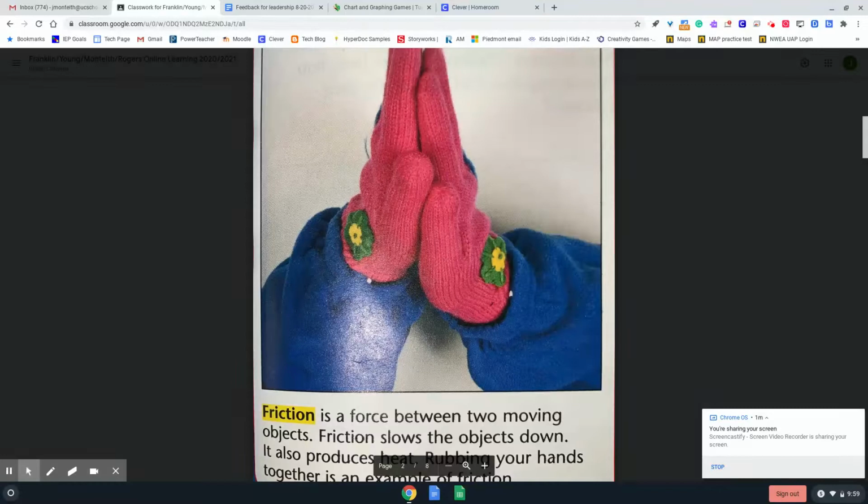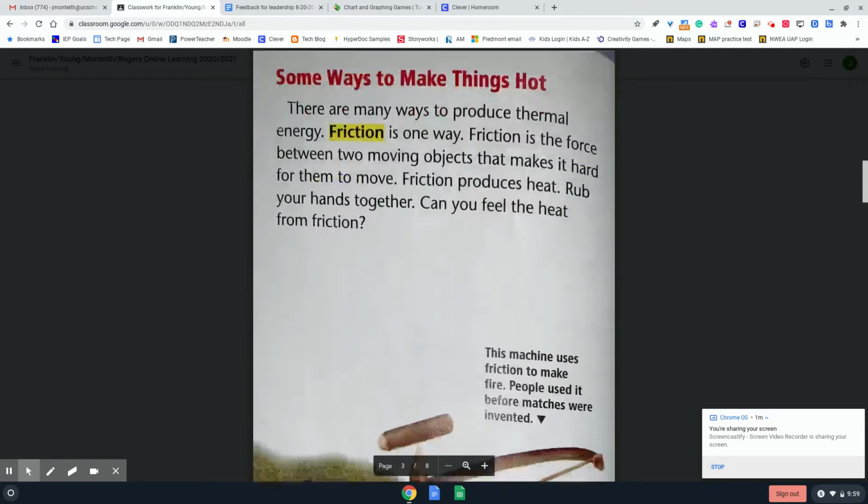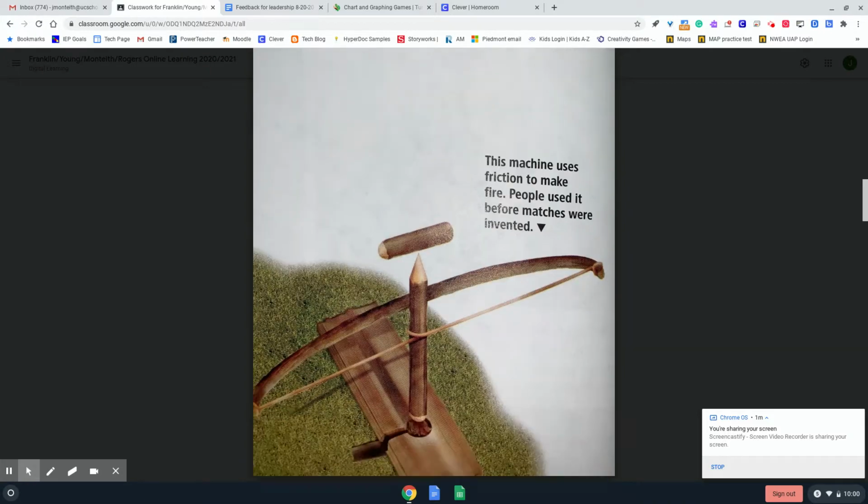That's why if you see somebody standing out in the cold, waiting on the bus, you'll see them rubbing their hands together because they're trying to warm themselves up. There are many ways to produce thermal energy. Friction is one way. Friction is the force between two moving objects that makes it hard for them to move, like your hands rubbing together. Friction produces heat. Can you feel the heat from friction?